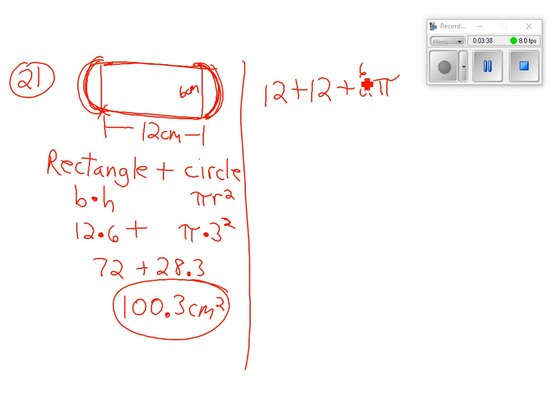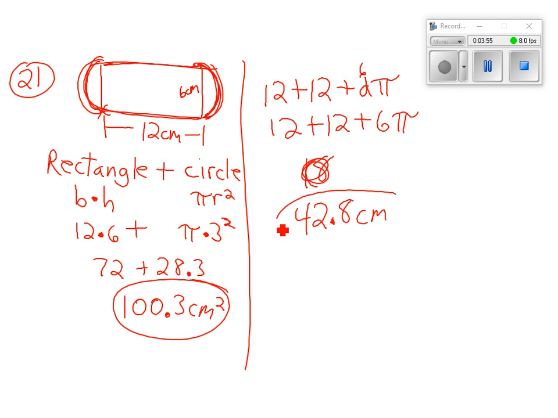Somebody type all that into your calculator. 12 plus 12 plus 6 pi. 42.8. What are our units? Squared this time? No. If you walked all the way around that shape, how far would you walk? 42.8 centimeters. Next question.